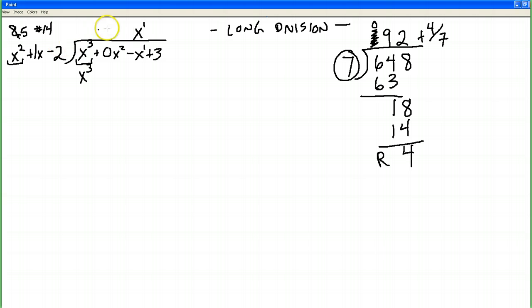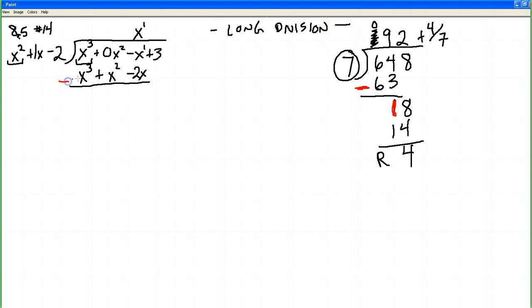What's my next term? It's x times x, which is x squared. And then I have minus 2 times x, so it's minus 2x. Now, here is the one tricky thing. We did it over here, we just didn't really show it. You subtract, and this is what you have left over. So I need to subtract.